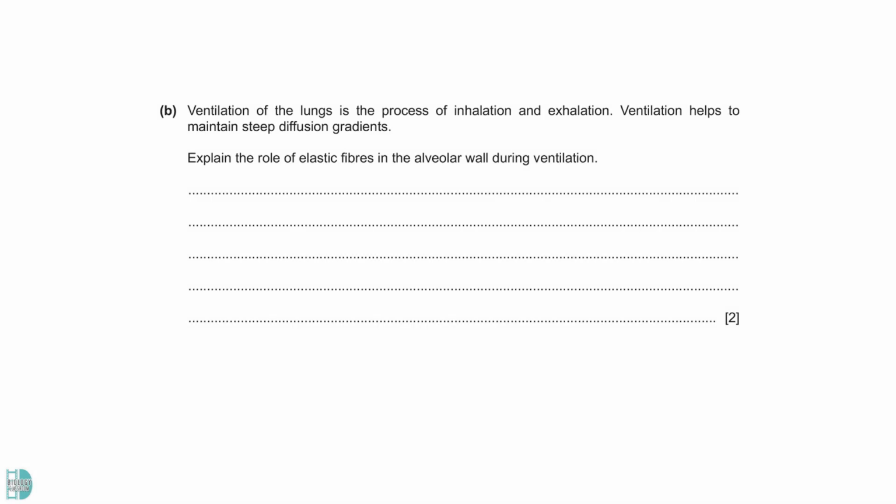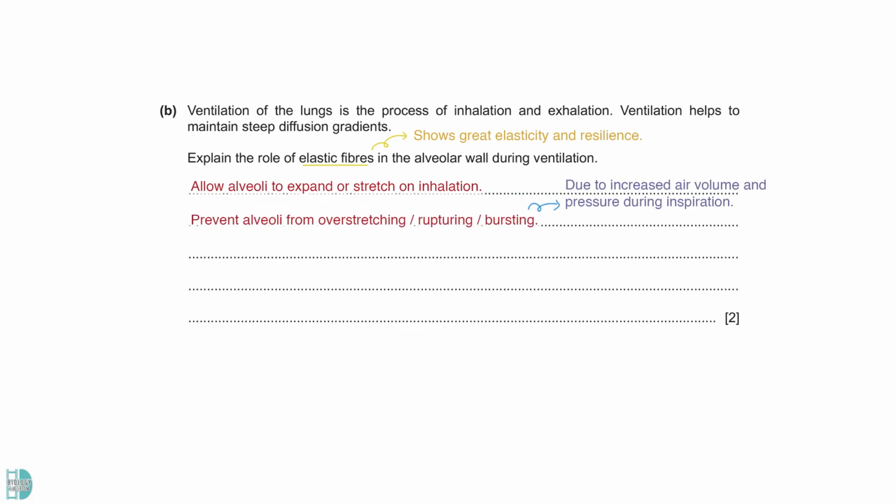B. Explain the role of elastic fibers in the alveolar wall during ventilation. Elastic fibers show great elasticity and resilience. When air enters the alveoli during inhalation, it allows the alveoli to expand or stretch. This prevents alveoli from overstretching or rupturing due to the increased air volume and pressure. During exhalation, they recoil to force the air out.